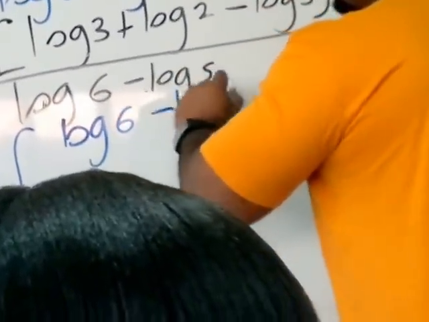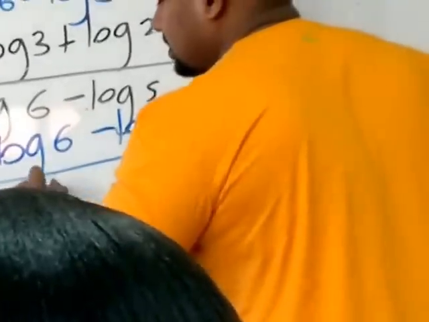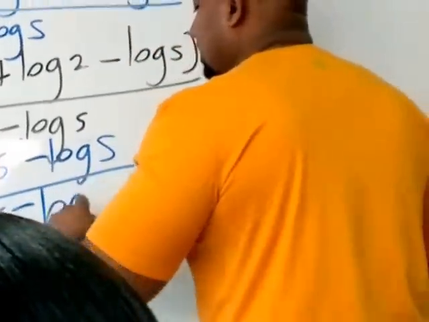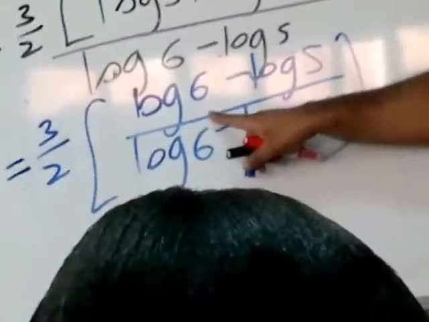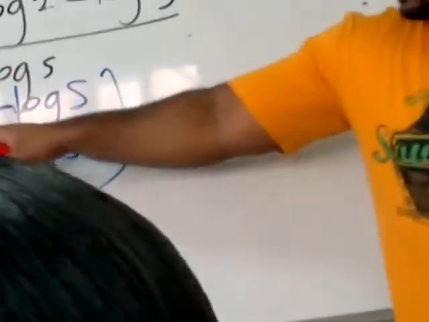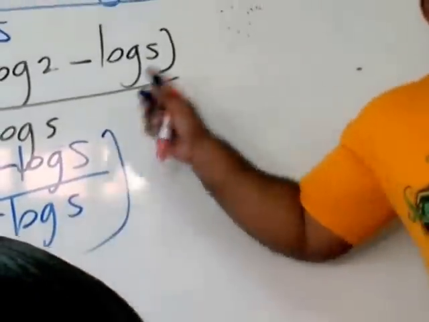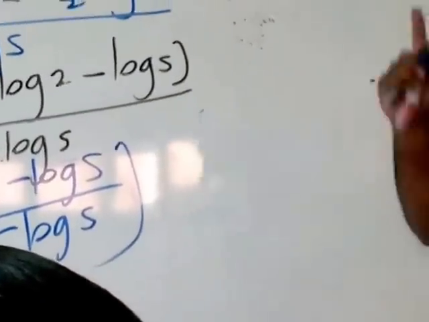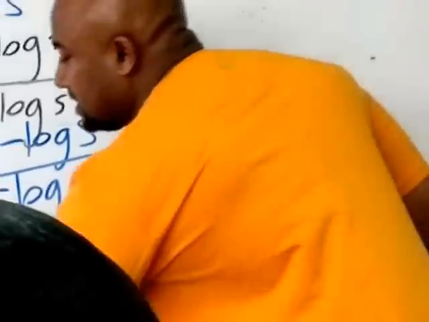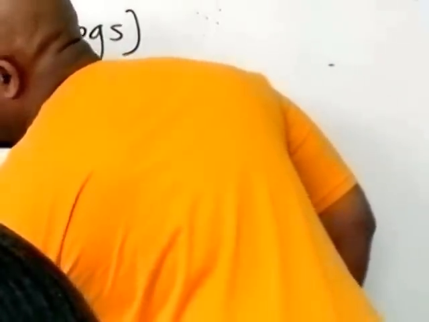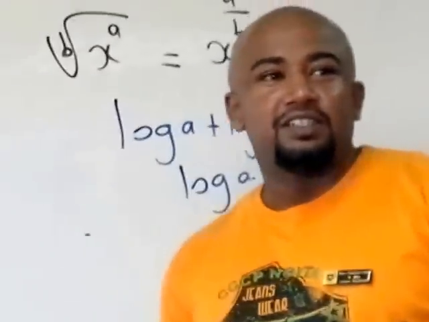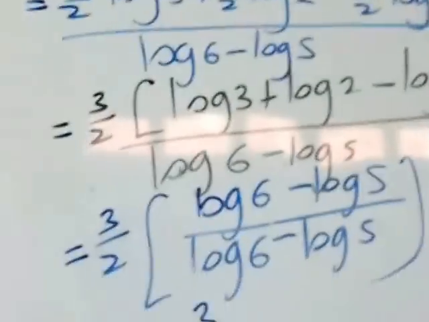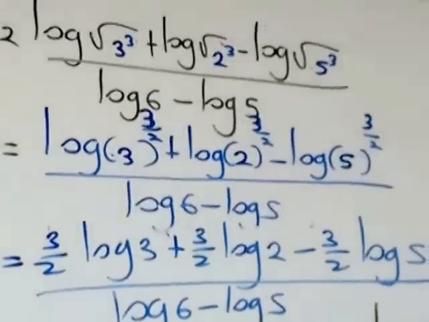So that's going to be log 6 minus log 5 on the top, log 6 minus log 5 on the bottom. Because log 3 plus log 2 is log 6. Can you see that? So now I got log 6 minus log 5, identical. Numerator, denominator, cancel. So your answer is 3 over 2. Right, it was not a simple example, so you had to apply your log laws properly. Right, let's deal with the next one here quickly.